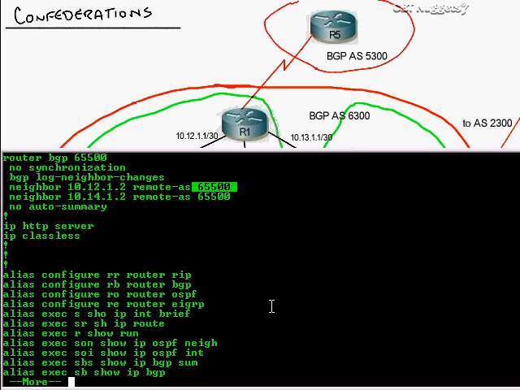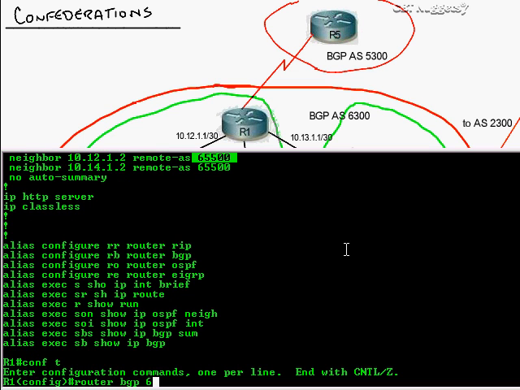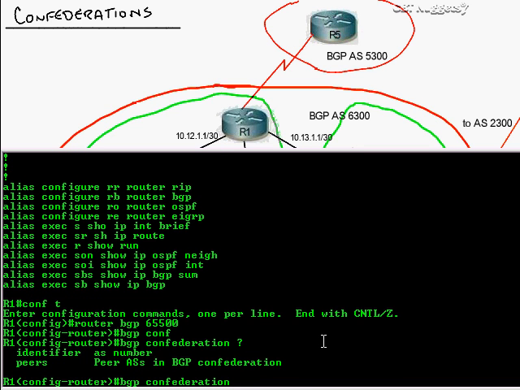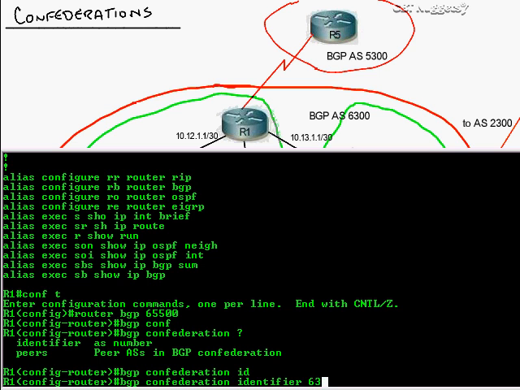I'm going to get into global configuration mode on this router, router 1. Router BGP 65500. And the first thing that I'm going to type in on each router that I come to is going to be BGP confederation identifier. This will tell this router, number one, that it is in a confederation. It's not in a real autonomous system, but also it will tell it what the real autonomous system number is, 6300.